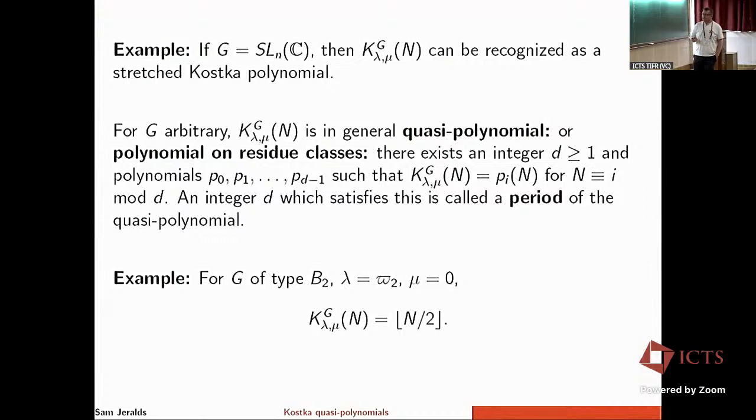So for example, if you want to sit down and work it out, for G of type B2, if you just take lambda to be the second fundamental weight and mu to be the 0 weight, then this Stretch-Kostka quasi-polynomial is the floor function of n over 2. Or perhaps (n+1) over 2 if I've messed up my indexing somewhere. But it's not a polynomial, it's a quasi-polynomial of period 2. So along the even integers, I have a linear polynomial, and along the odd integers, I also have a linear polynomial that will capture these weight space dimensions.